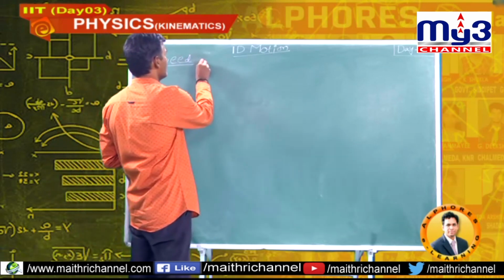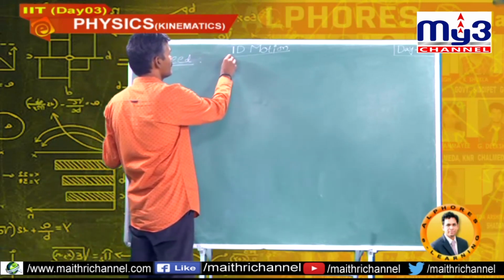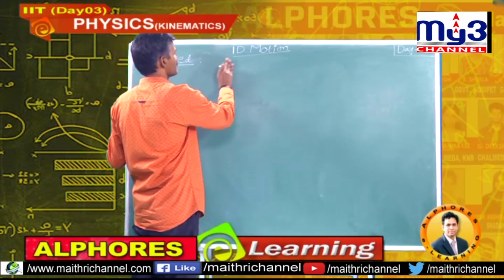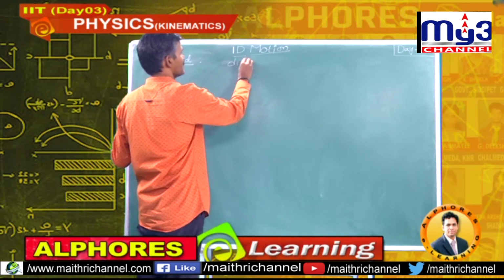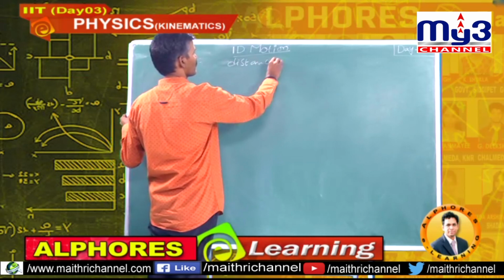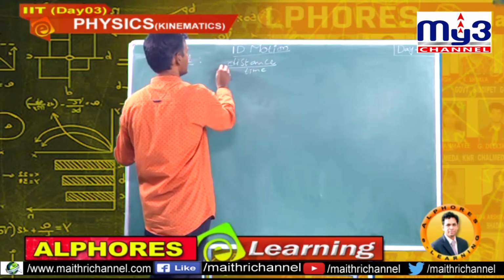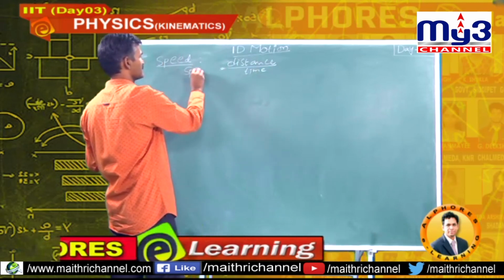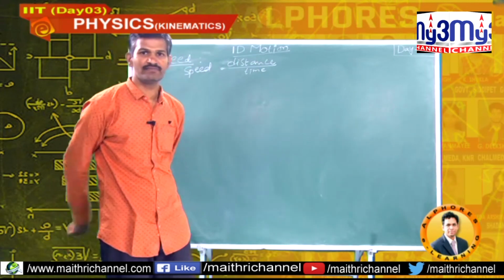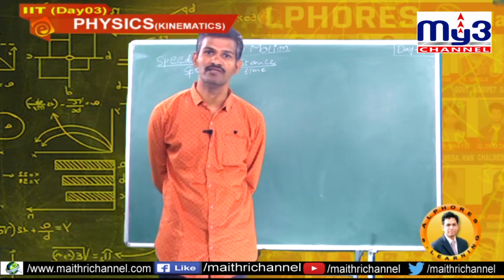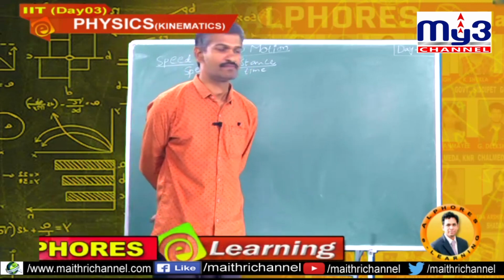Speed is defined as distance travelled by the body in unit time. This is the basic definition of speed.